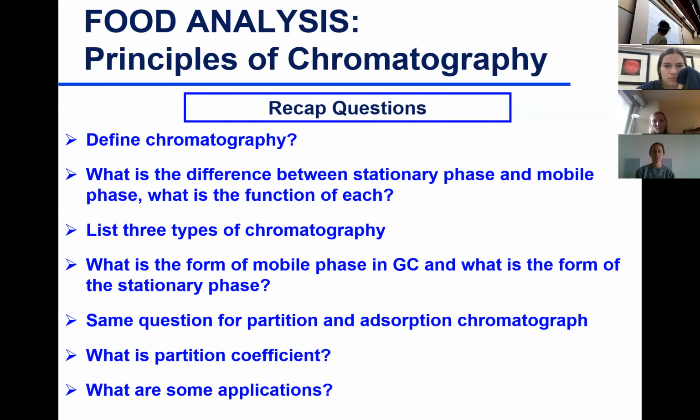What is the form of mobile phase in GC, and what is the form of the stationary phase in GC? So gas chromatography, are we getting any answers? Let me see if I can, like last time, go and look at the chat box here, and bring it up.